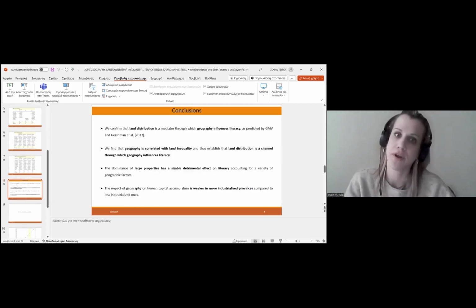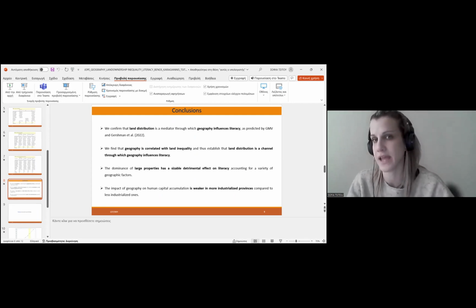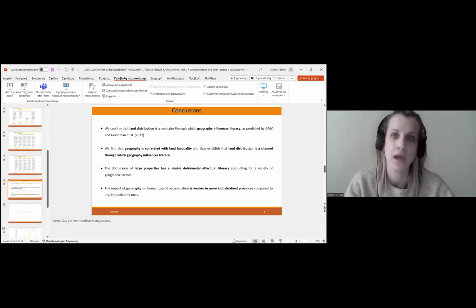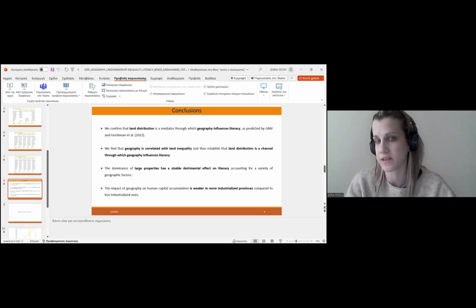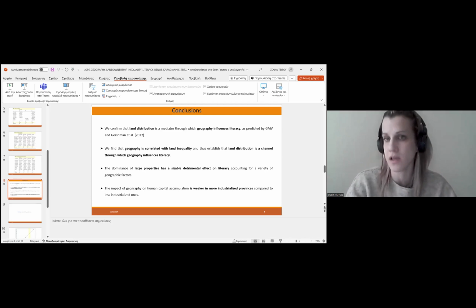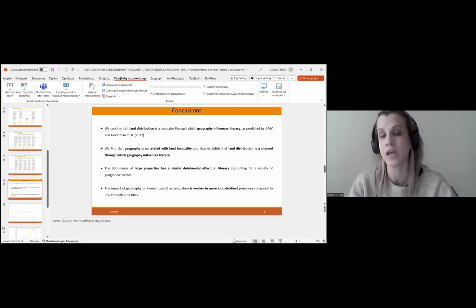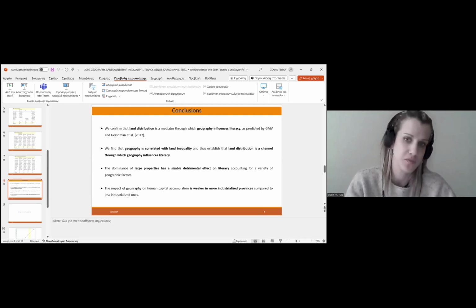So our conclusion overall is that yes, land distribution is the mediator through which geography influences literacy, a result that's predicted by Gibby and Gersman et al. Geography is correlated with land inequality and thus established that land distribution is a channel through which geography influences literacy. In Greece, the dominance of large properties has a sizable detrimental effect on literacy, and we account for a variety of geographic factors and come to this conclusion. And the impact of geography on human capital accumulation is weaker in more industrialized provinces compared to less industrialized ones.